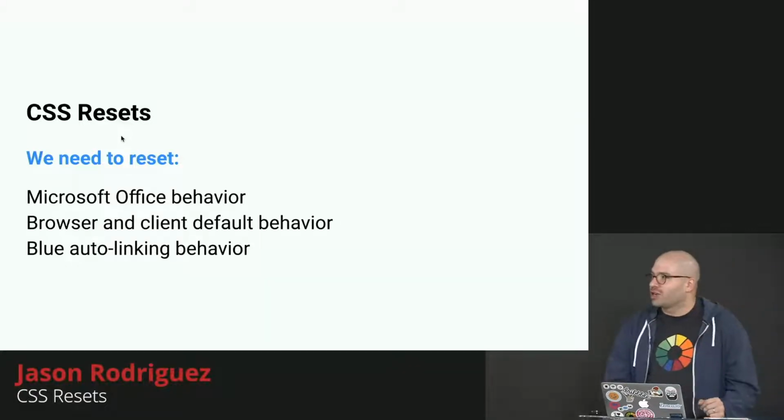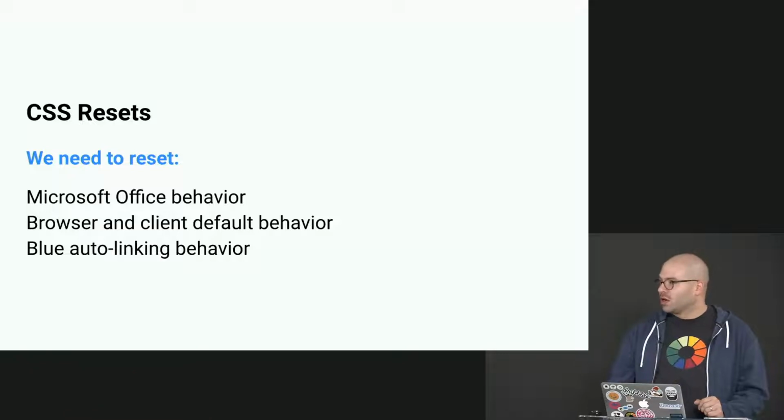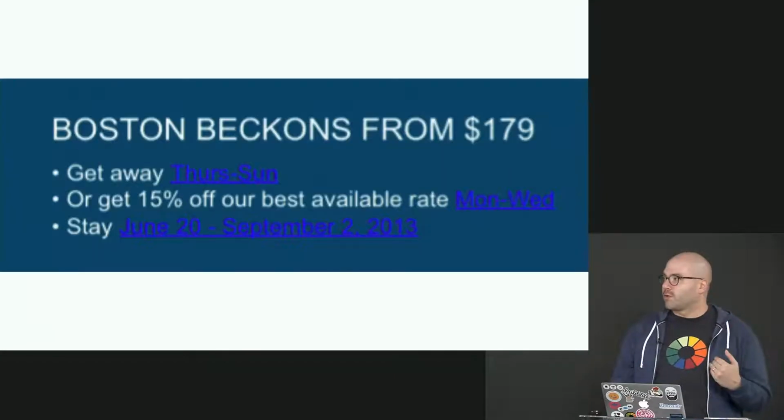So the first thing we want to do is to reset some of that default email client behavior. There's a couple of things we're going to look at here. There's some Microsoft Office behavior that just kind of comes by way of using something like Outlook. Then some browser and client default behavior. And then the main thing, though, is not disabling, but overriding any auto-linking behavior that certain mobile clients especially will add into our email campaigns if we don't account for it.